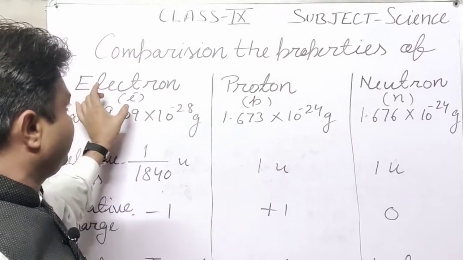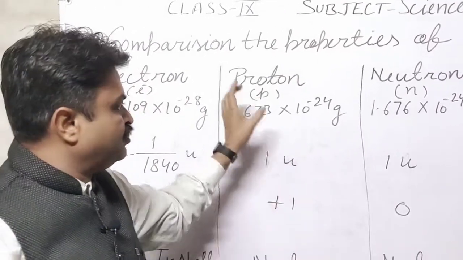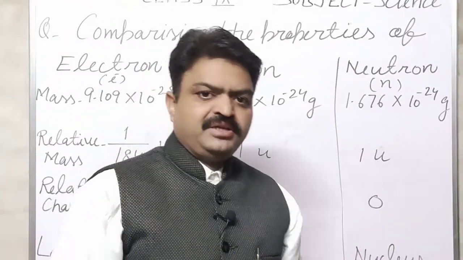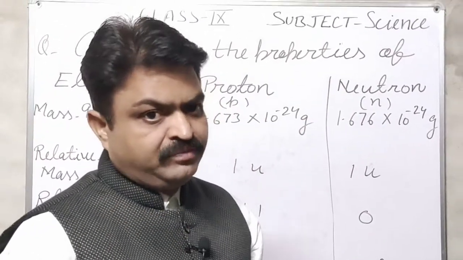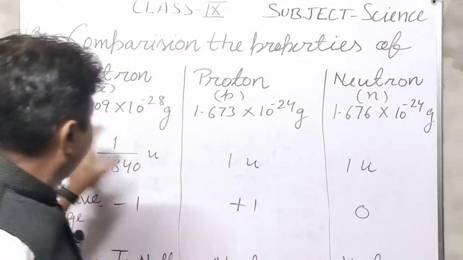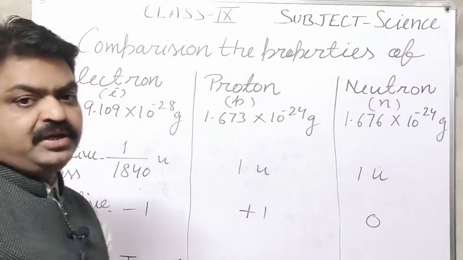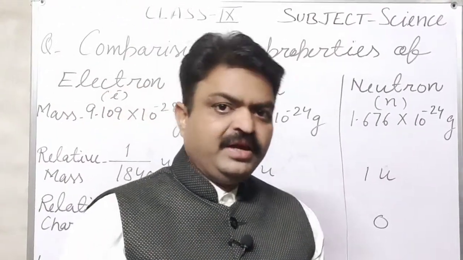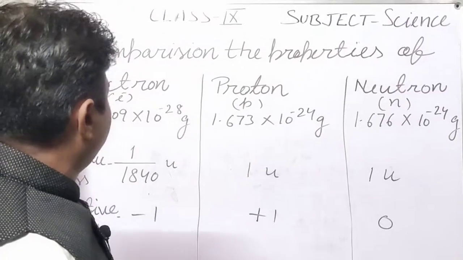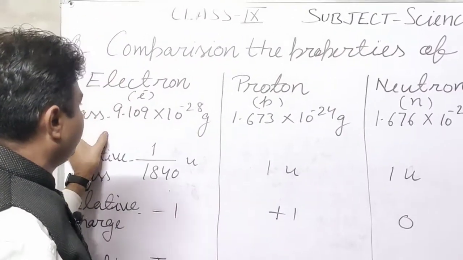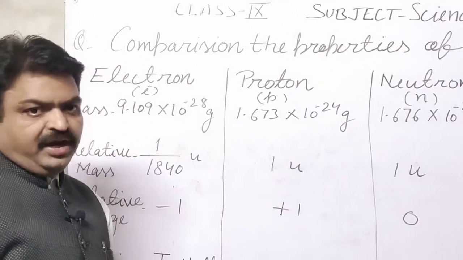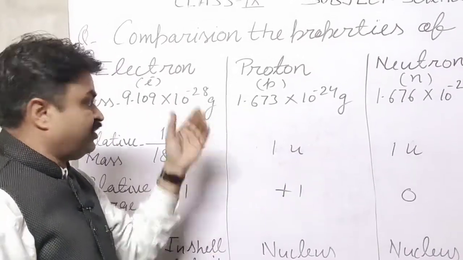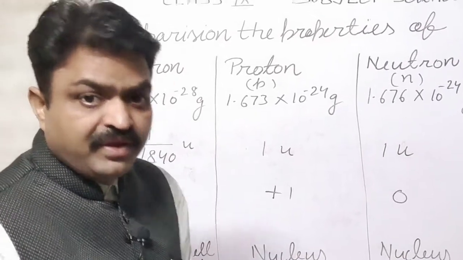Electrons are represented by small e, protons by small p, and neutrons by small n, student. Now we will discuss the properties of these subparticles of the atom. First is the mass. The mass of the electron is 9.109 multiplied by 10 power minus 28 gram.